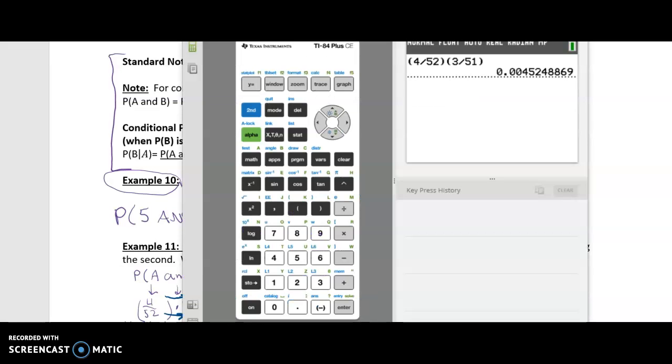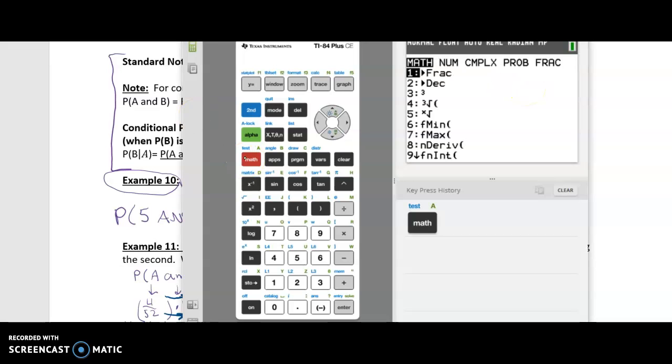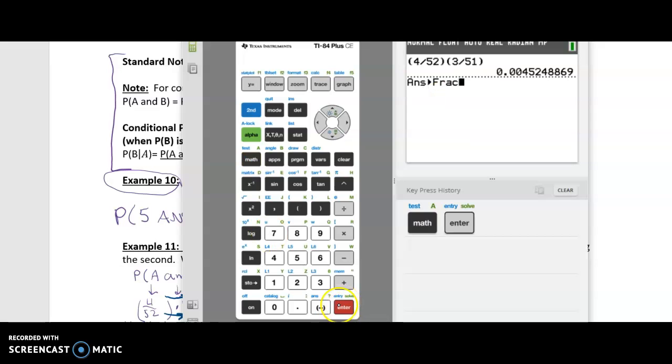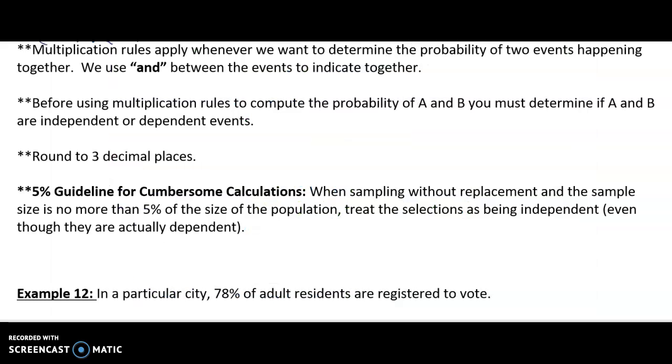0.005. A hot tip for using your calculator. If you need a fraction answer and a simplified fraction, you can go ahead and type the calculation in, and you can see here we got our decimal answer. Now go over and press Math, and then you'll see the first option says Frac. Press Enter on it, and then press Enter one more time, and that gives you the simplified fractional answer, 1/221 in this case.